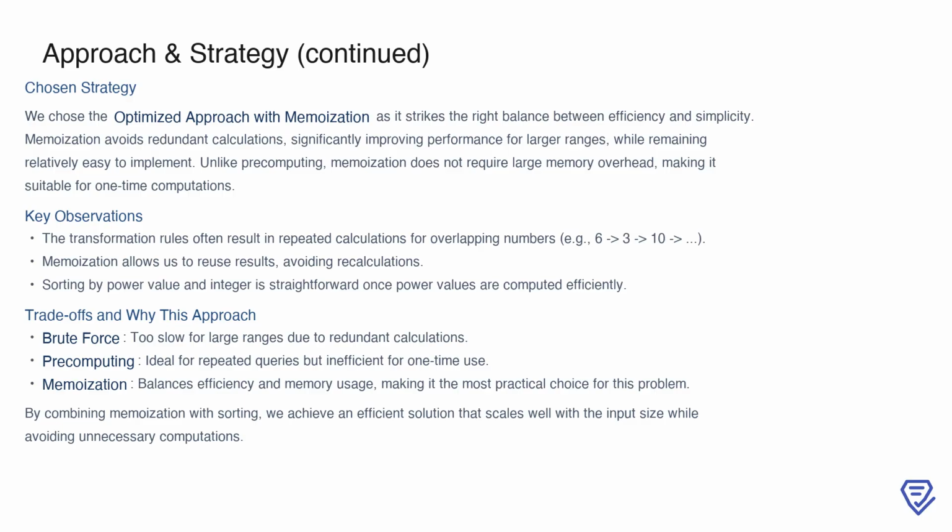One key insight that makes memoization effective is the observation that the transformation rules often lead to overlapping calculations for different numbers, such as the sequences for 6 and 3. Memoization allows us to reuse these intermediate results, saving computation time. Once the power values are computed efficiently, sorting by power value and integer becomes straightforward.